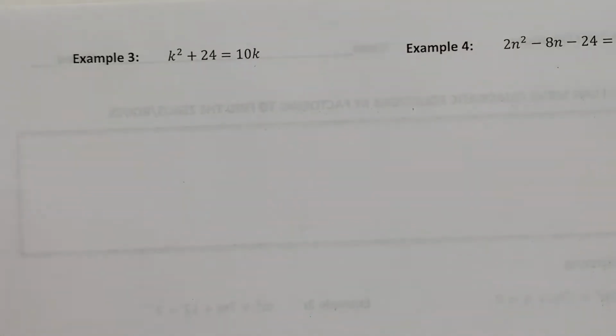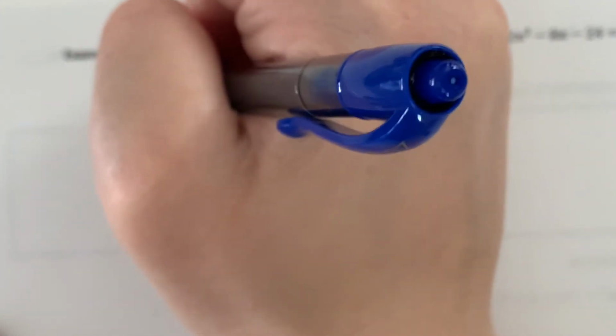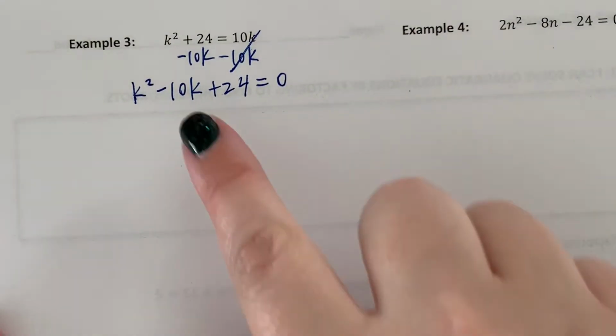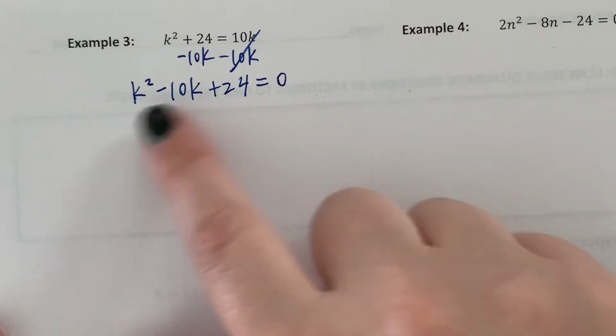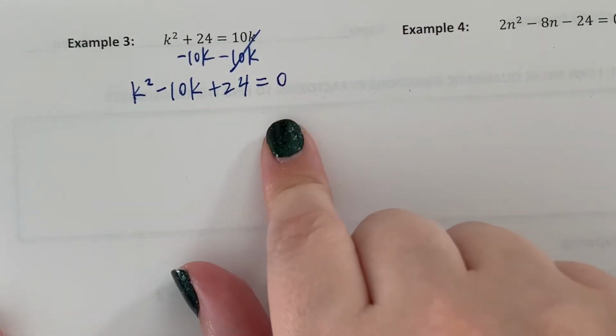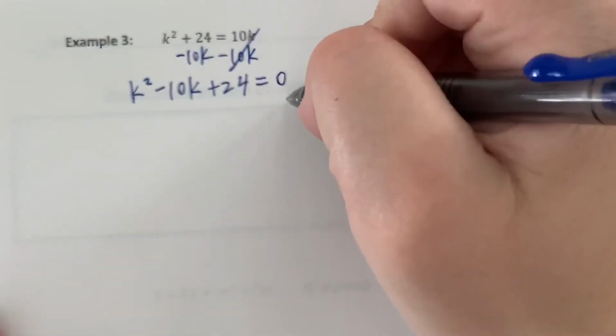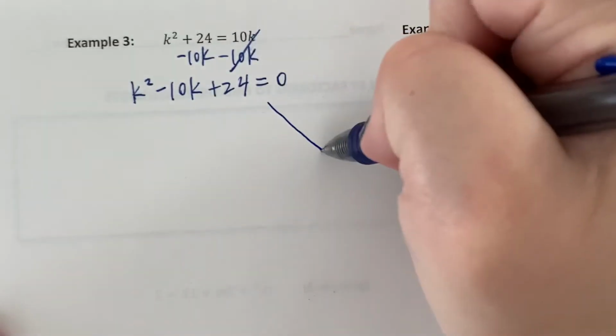The way I can move a positive 10k is by subtracting 10k. So I'll do minus 10k on each side. And then I'll get k squared minus 10k plus 24. And now it's equal to 0. Notice I put the negative 10k in the middle because I'm wanting this to be in standard form. So I have ax squared plus bx plus c. So now I can go ahead, set up my x to factor by grouping.